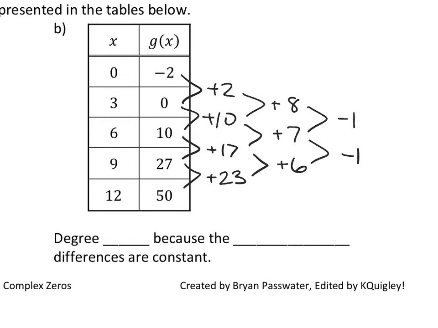Which means what degree is this polynomial? Because the third differences are constant. Bonus question here. What kind of polynomial would that be called? Cubic. Trinomial means 3 terms, not the power 3. That's a cubic function.